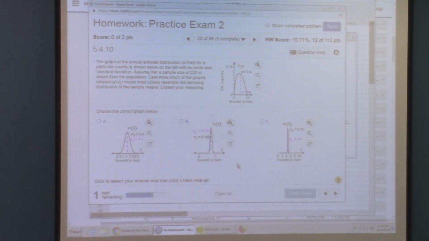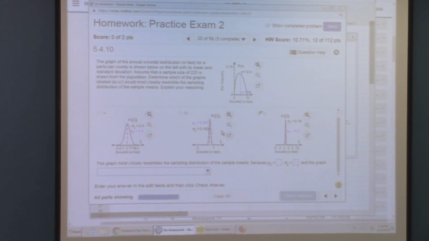Yeah, just use your calculator. Divide by the square root of n, right? What do you get? That's C, right? Can you see? Okay, 0.16. Everybody got that? And that was the formula that we were using right here, standard error, right?